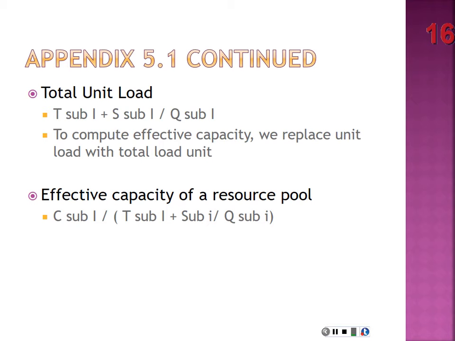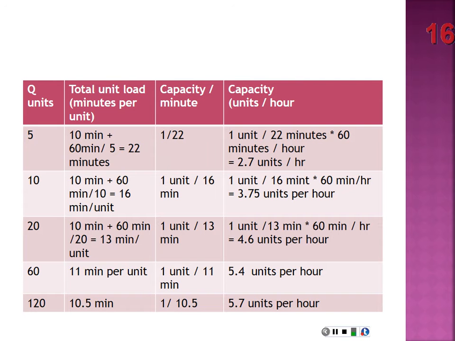All right, so let's look at a couple of examples. For example, assume that the unit load of a given product, T sub I, is 10 minutes per unit, and the setup time is 60 minutes per batch. In Table 5.9, which I recreated in our PowerPoint here, we summarize for various sizes of batches the total unit load and the effect on capacity.